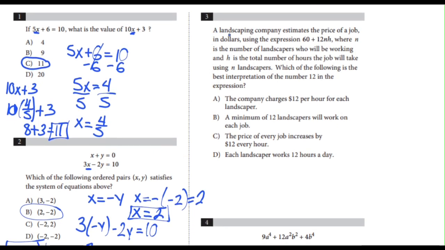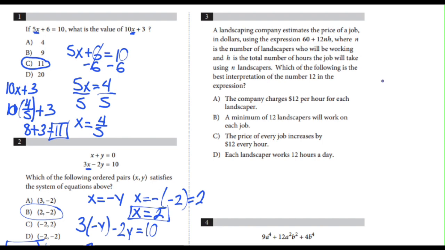Number 3. A landscaping company estimates the price of a job in dollars using the expression 60 plus 12 times n times h, where n is the number of landscapers who will be working and h is the total number of hours the job will take using n landscapers. Which of the following is the best interpretation of the number 12 in the expression?